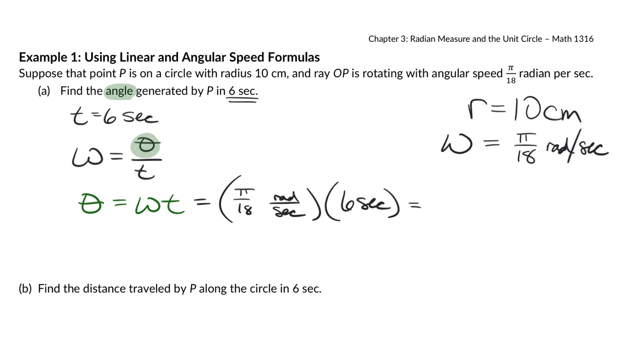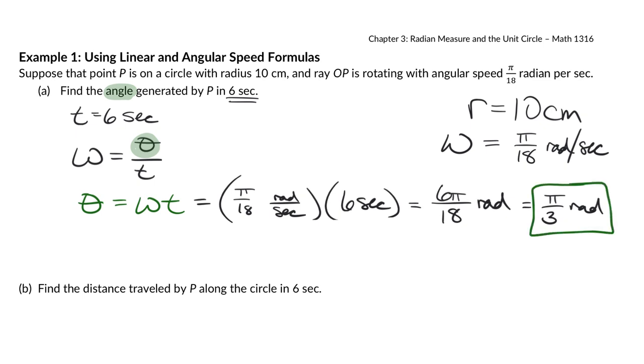We're going to go top times top, bottom times bottom. So 6 times pi is 6 pi. 18 times an invisible 1, because 6 is 6 over 1, is 18. That's 6 over 18 radians. Ooh, but we can reduce that number. What is 6 over 18 reduced to? 1/3. So this is pi over 3 radians. That is the angle that we have traveled through after 6 seconds moving at an angular speed of pi over 18 radians per second. I'm going to put this in a little squiggly box so that I know this applies to the entire problem. That information right there.